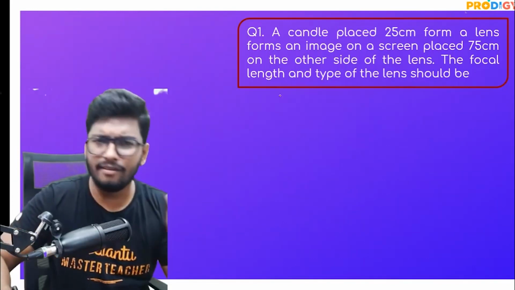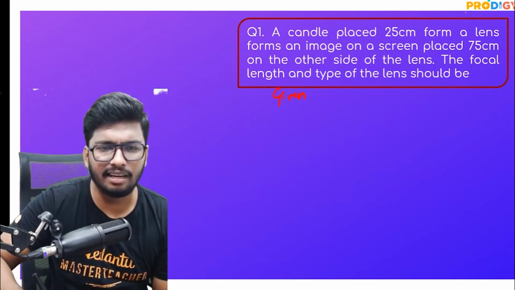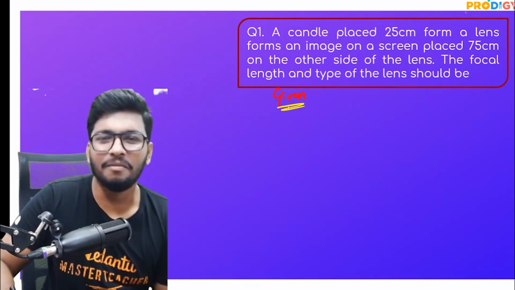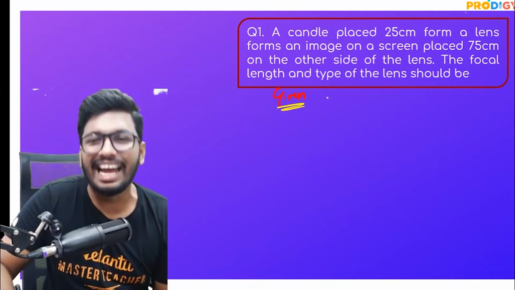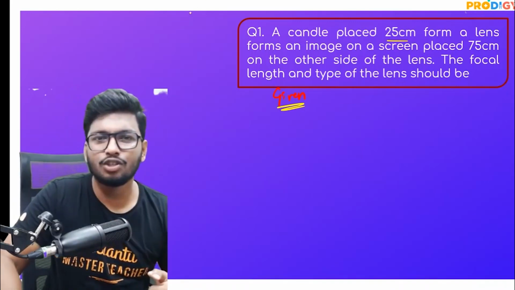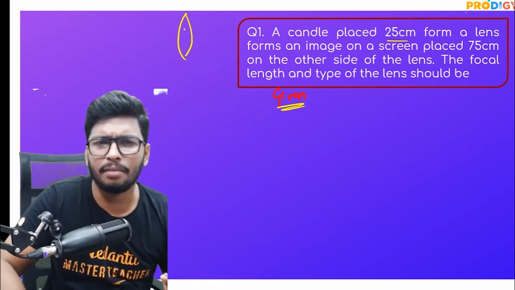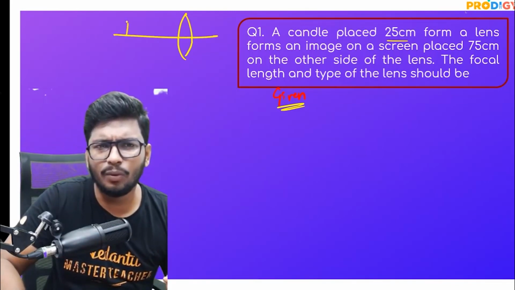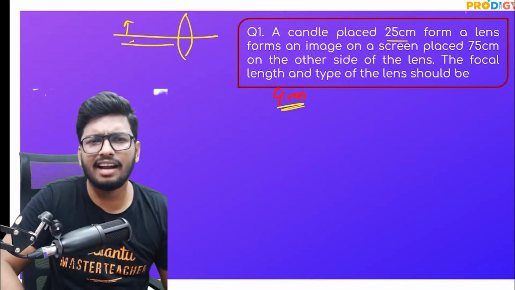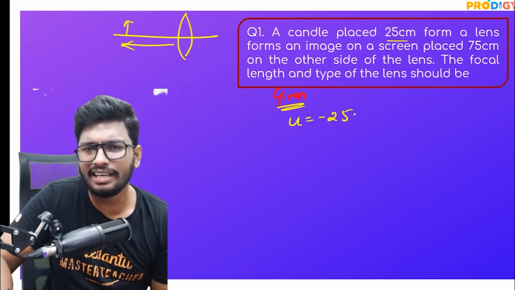Like I told you, for every question the first thing you're supposed to write is the given data. The candle is placed at 25 centimeters from the lens. If I have a lens, be it concave or convex, it really doesn't matter, and a candle placed 25 centimeters in front of the lens, then according to the sign convention, U is equal to minus 25 centimeters.